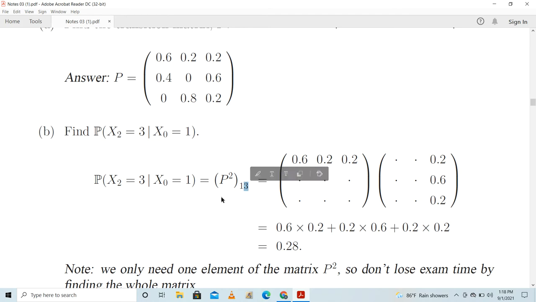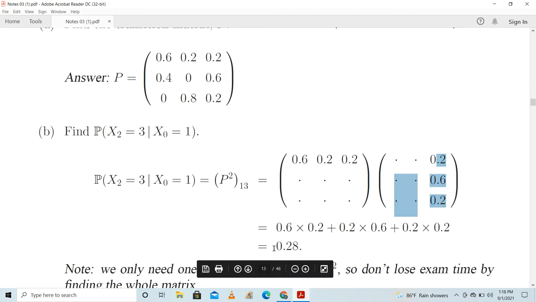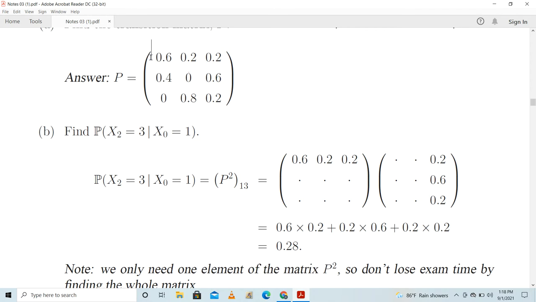So if you want to take the value of the first row and the third column of the P squared matrix, what you have to do is take the first row and the third column of the original transition matrix, and then multiply those and find the value. So you don't have to find the whole P squared matrix, you can find only this value by taking the first row and then the third column.